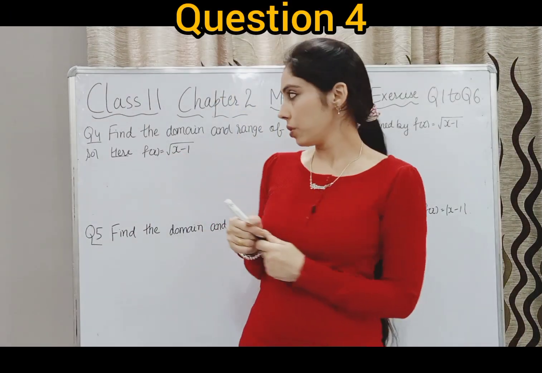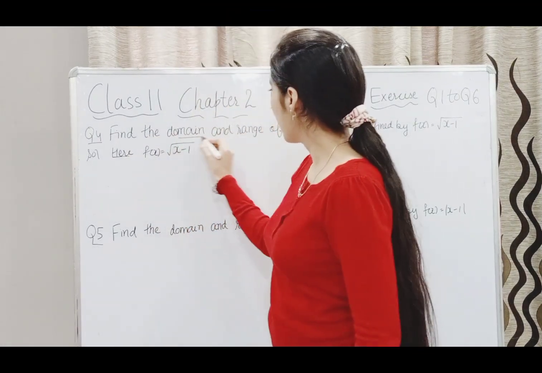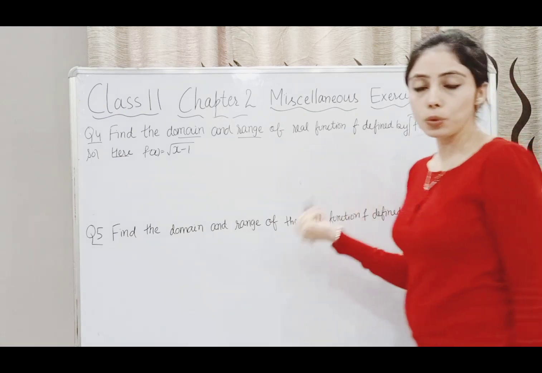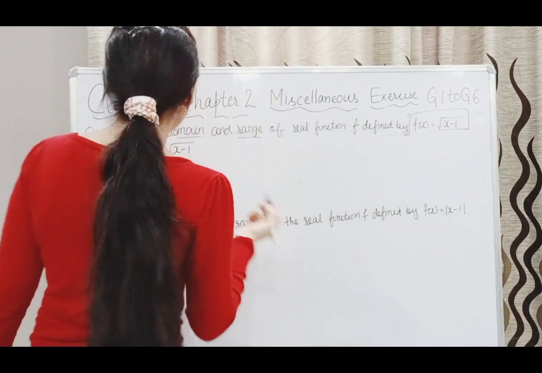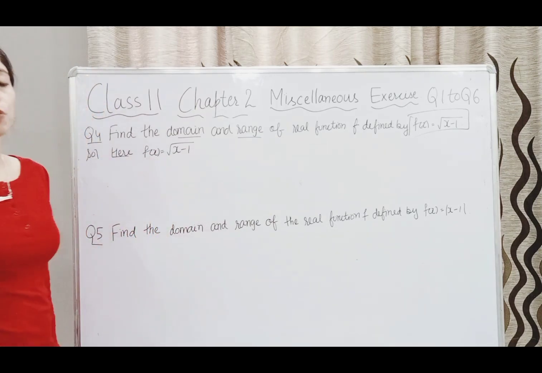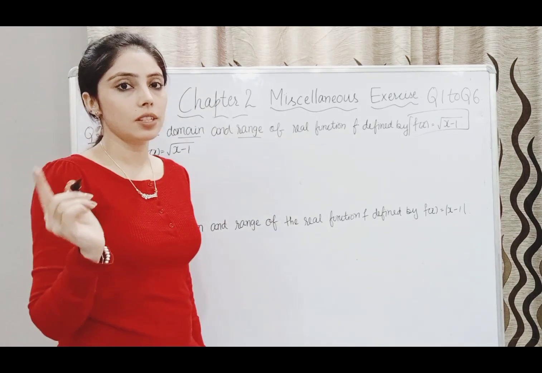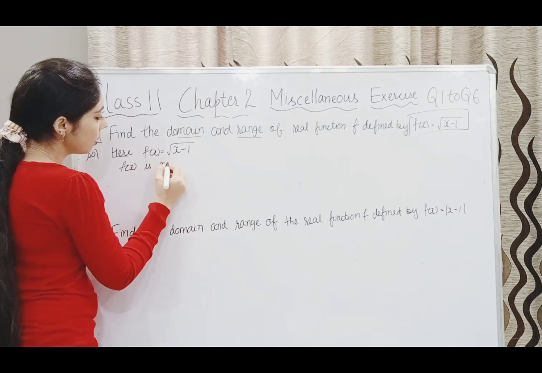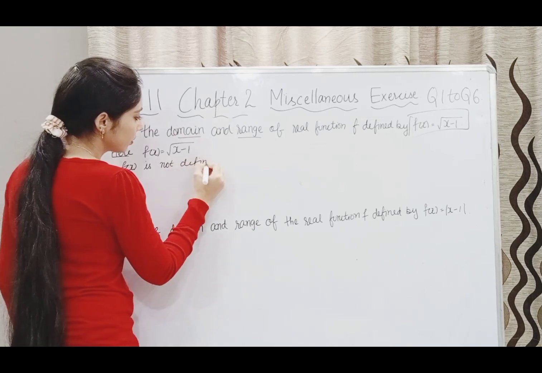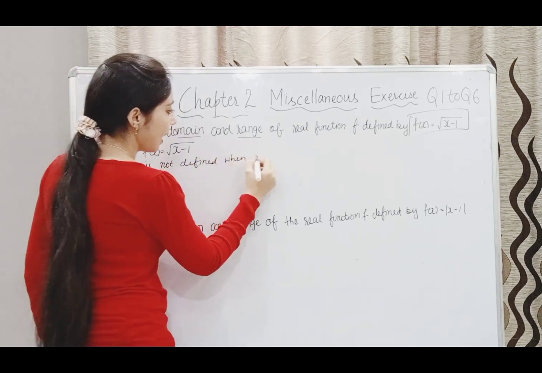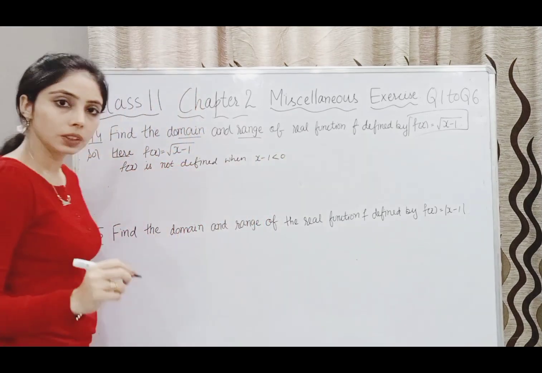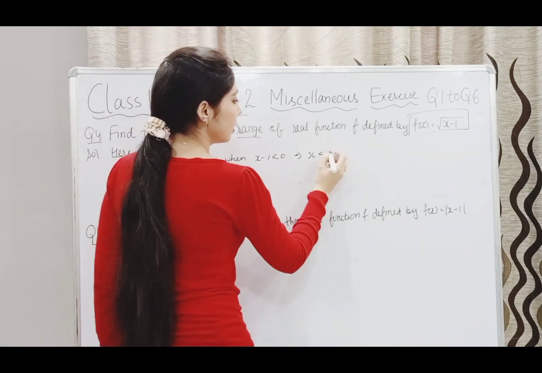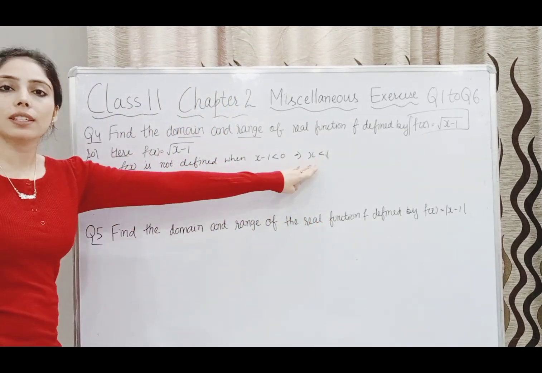So let's discuss question number 4. We have to find the domain and range of the real function defined by f(x) is equal to root of x minus 1. So we all know that square root of a negative number is not defined. So this function f(x) is not defined when x minus 1 is less than 0, implies x is less than 1. This function is not defined for x less than 1.